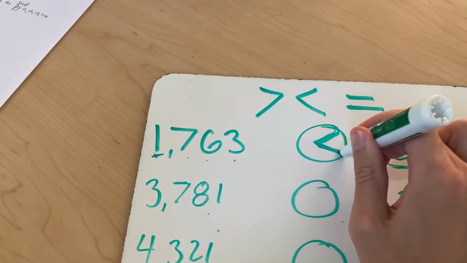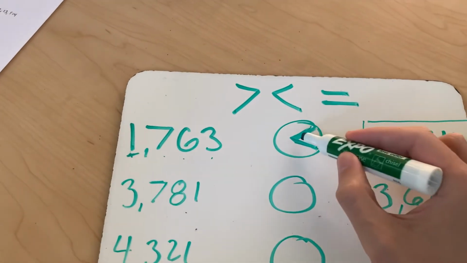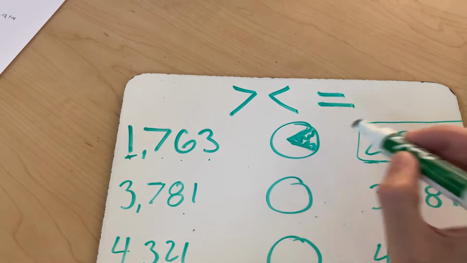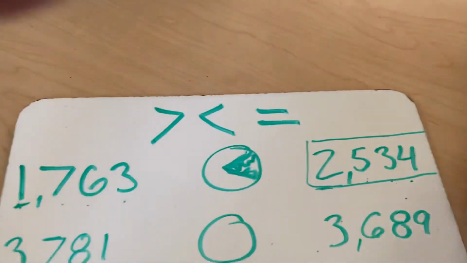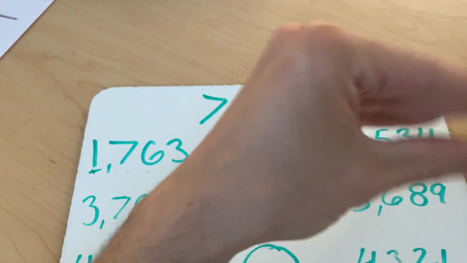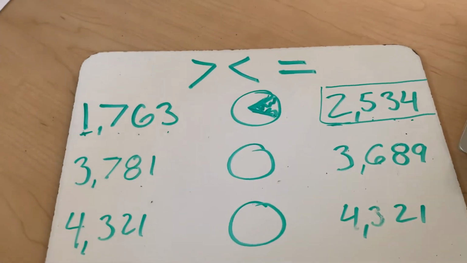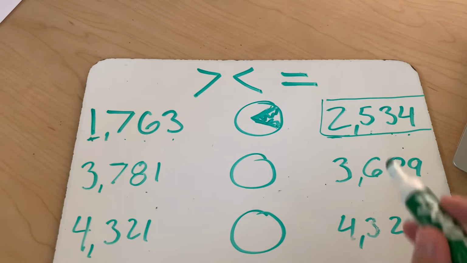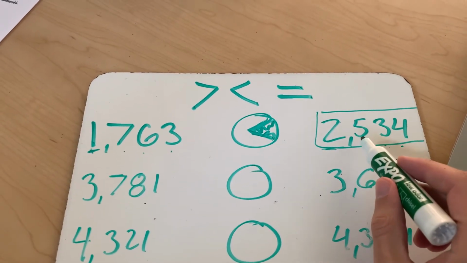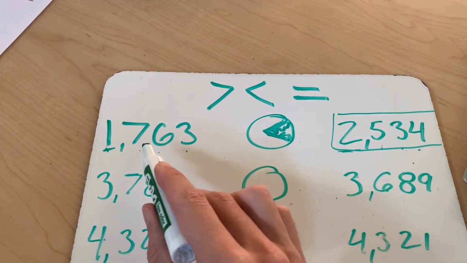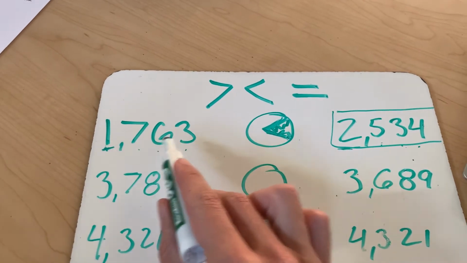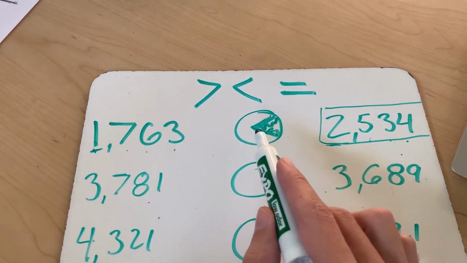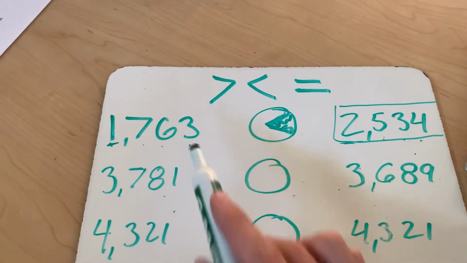You can think of it like an alligator or a dinosaur, where the teeth are there and it wants to eat. It wants to eat the larger number, the greater number. So if this is greater, then this number is less. So whichever way the mouth is not pointing would be less.